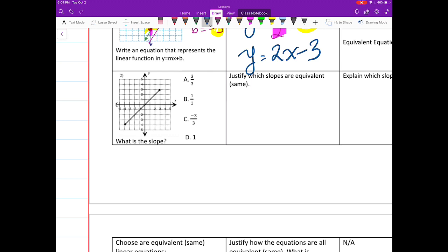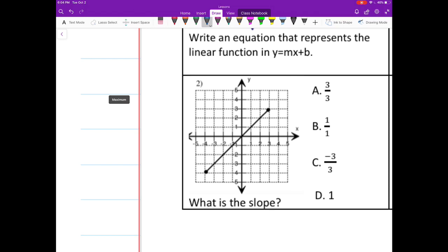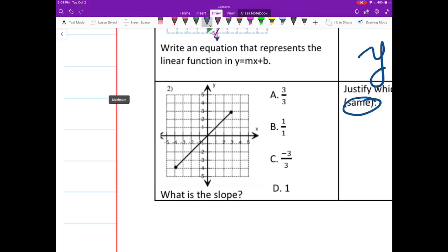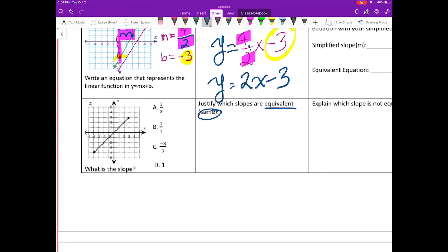All right, justify which slopes are equivalent or the same. Which are equivalent? Okay, equivalent means the same. So looking at this graph, can you find your slope? Rise and run from one point to the other. All right, I got a point here, and I got a point there, and I got a point here. So you can pick any points on the line. Any, because they're on the line. So you can find the slope from any point.